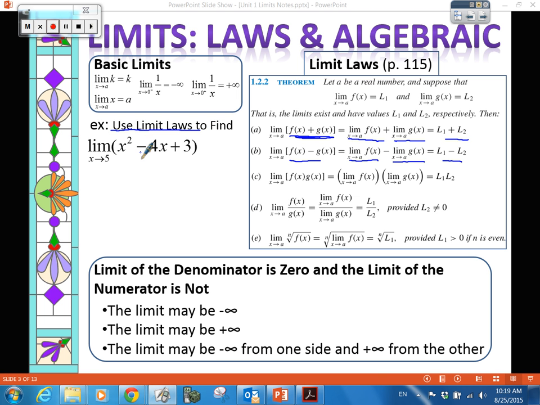Notice we have a subtraction and addition in here, so actually I'm going to use two limit laws. I'm going to use the addition one and the subtraction one when I rewrite. So this is a rewrite. So let's do that. We have the limit as x approaches 5 of x squared, minus the limit as x approaches 5 of 4x, plus the limit as x approaches 5 of 3. Okay, that's my rewrite step.